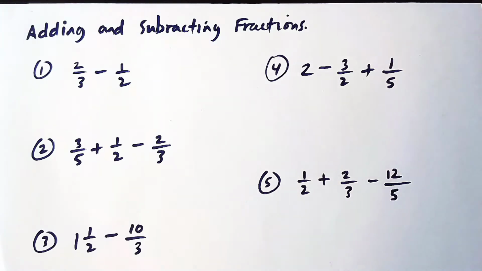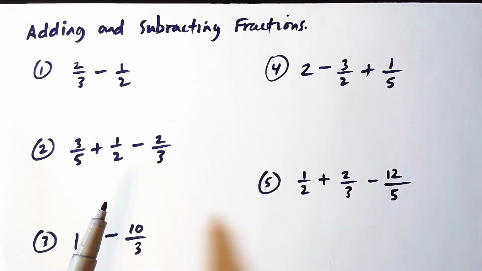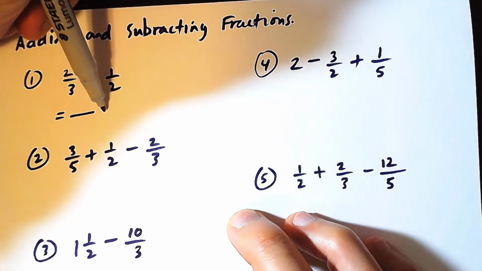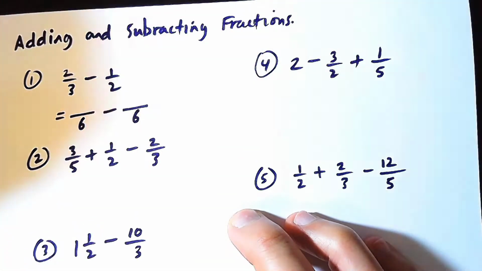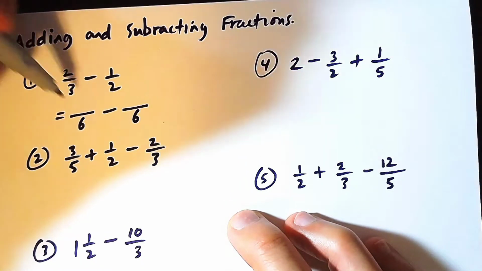Let's practice adding and subtracting fractions. We have 2/3 minus 1/2. Subtracting fractions is very similar to adding fractions. We make the bottoms the same. Let's make the common denominator a 6, because 3 times 2 is 6, and then 2 times 2 is going to be 4.